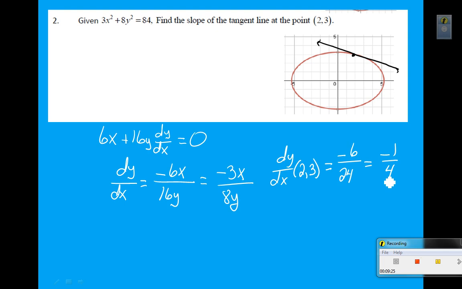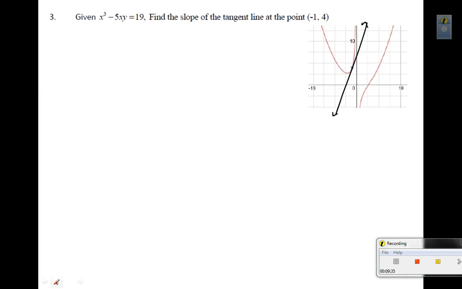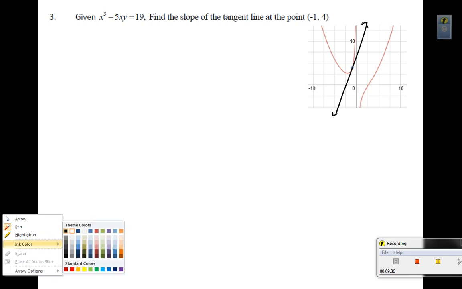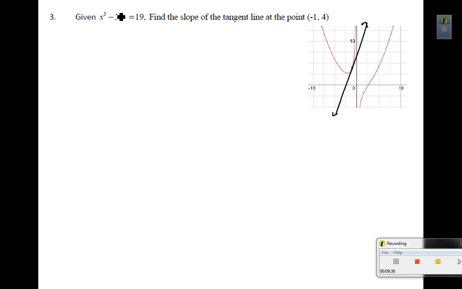Now hang with me on number 3. Number 3, the game changes just a little bit. Because notice I have an x and a y term together. When that happens, you get to use the product rule. So here's what it's going to look like. The derivative of x cubed is 3x squared.